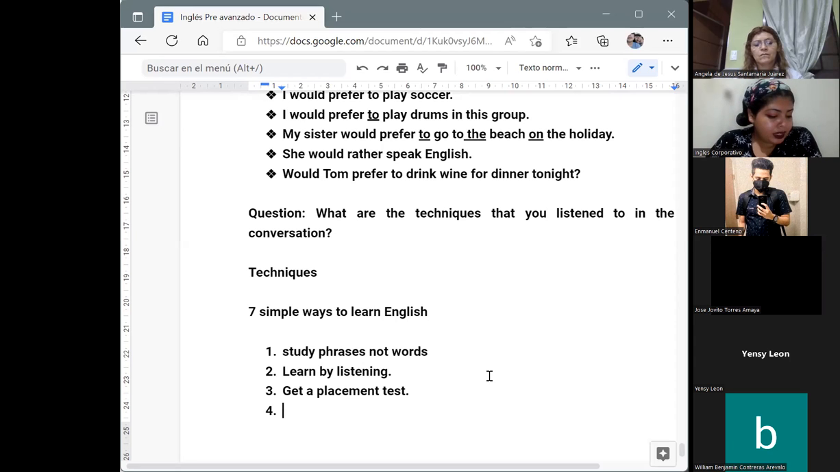Number four. Prioritize quality over quantity.